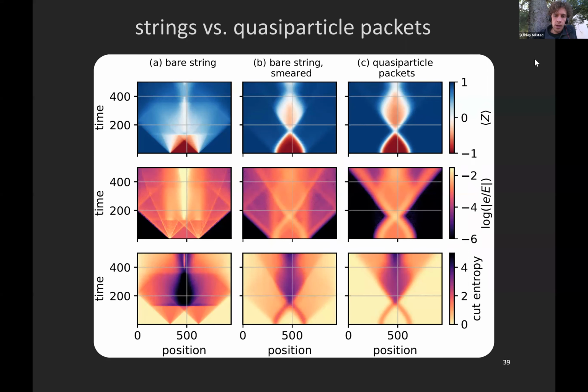Something new on the bottom. This is the entanglement entropy across a cut that I talked about, which is important for the MPS simulation. And you can see the entanglement entropy also shows you where the particles are, essentially. But I'll get more into entanglement later.